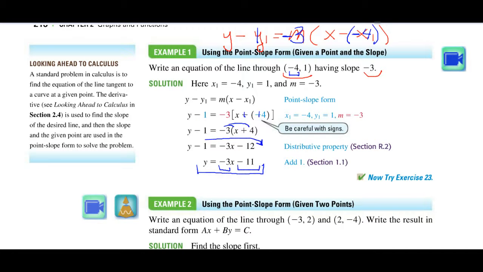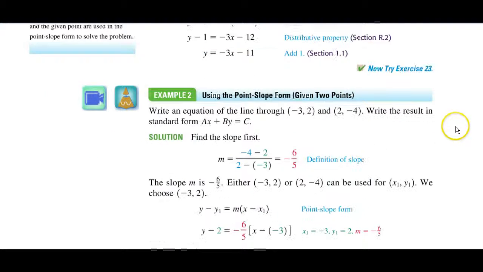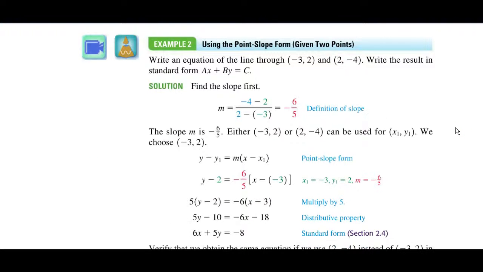Now, a modification of this is, suppose we don't have the slope, but we do have two ordered pairs. Well, with two ordered pairs, we can figure out the slope. So y sub 2 minus y sub 1 over x sub 2 minus, notice there's the double negative, which will make that positive. So this adds up to a negative 6 over 5.